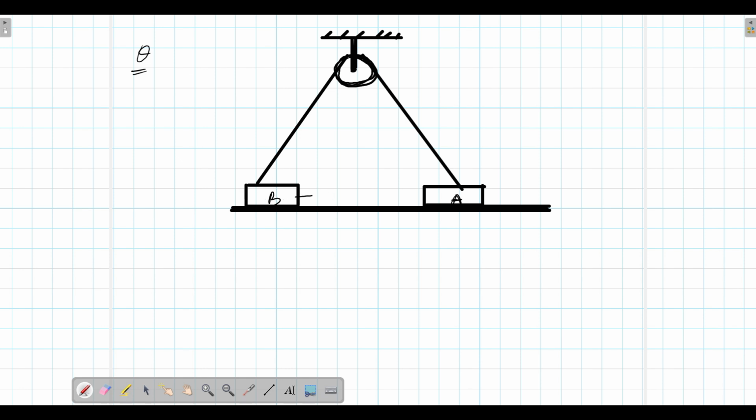So this is velocity Vb. This is 53. This is 37. So this is 50 meter per second. So this component, this is Vb, this is 53. So this is Vb cos 53.